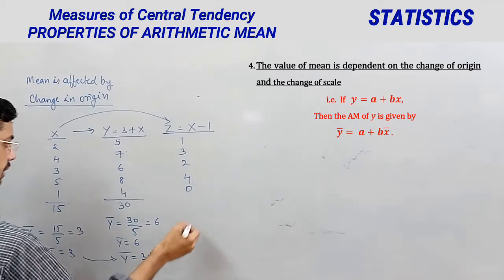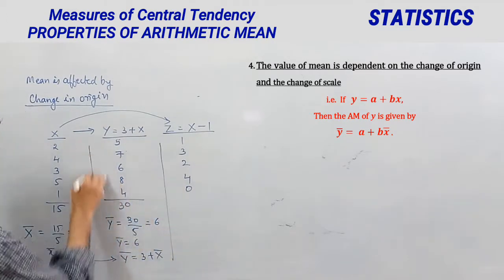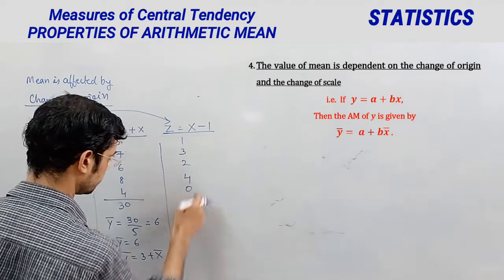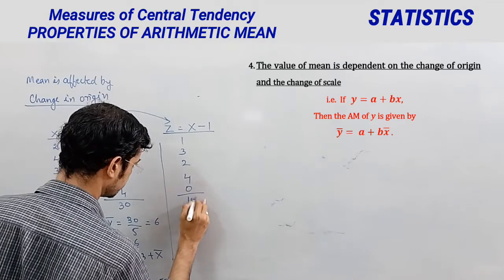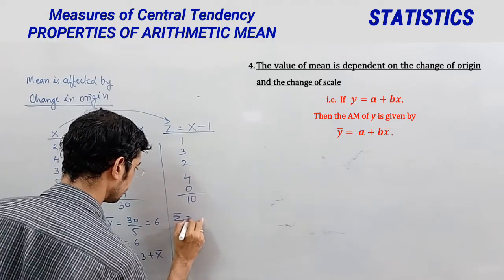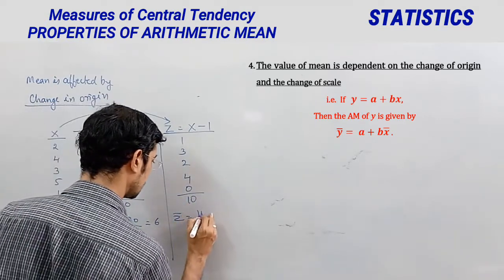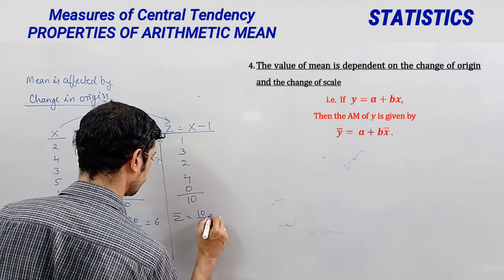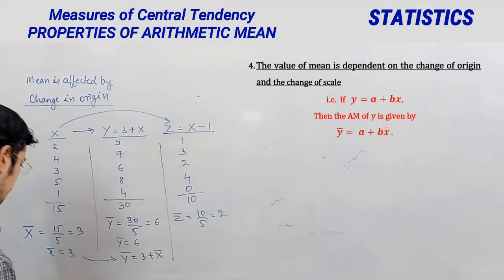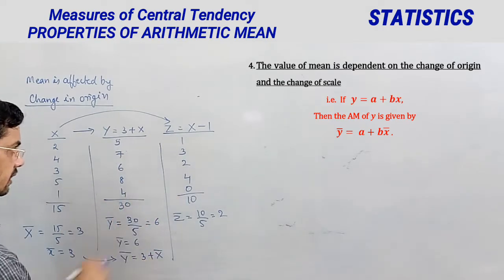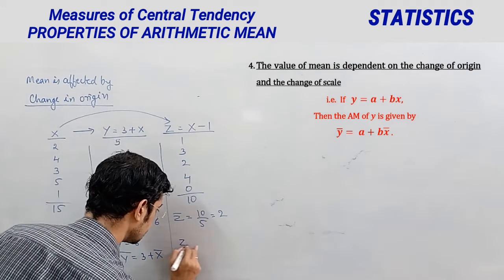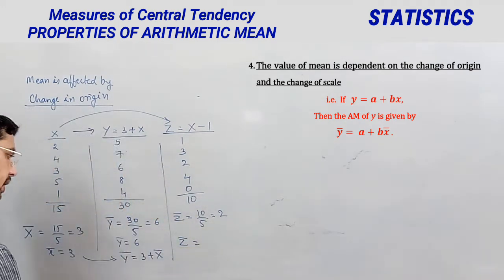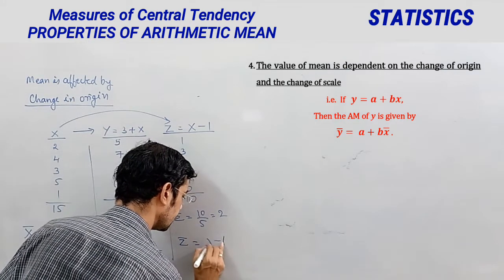Now let me see what happens to the mean of this data. The sum is 10. Therefore the mean of z is z bar, and z bar equal to 10 by 5, which equals 2. You can observe what happens to the mean of z. z was obtained by subtracting 1 from each observation. Therefore this z bar is also obtained by subtracting 1 from x bar.